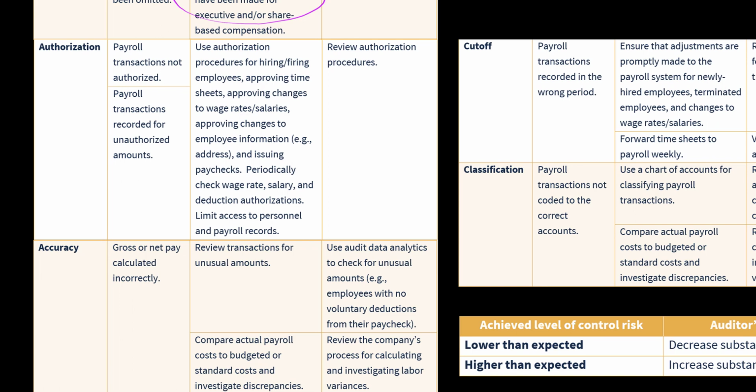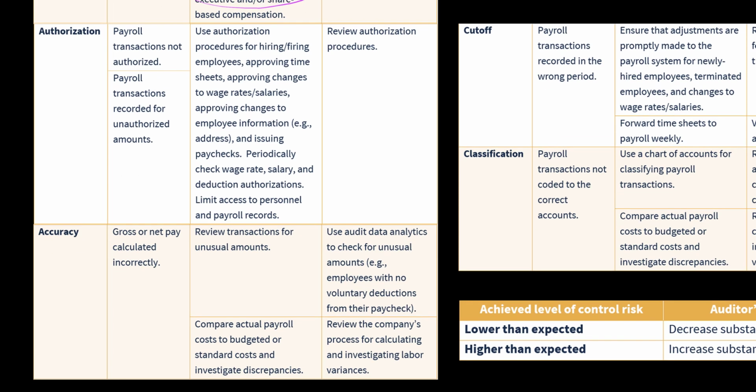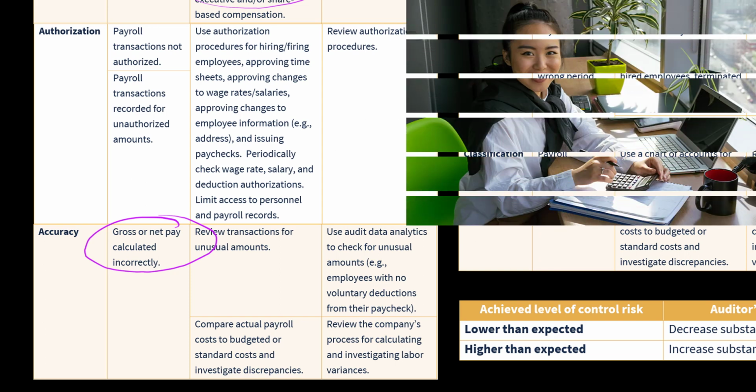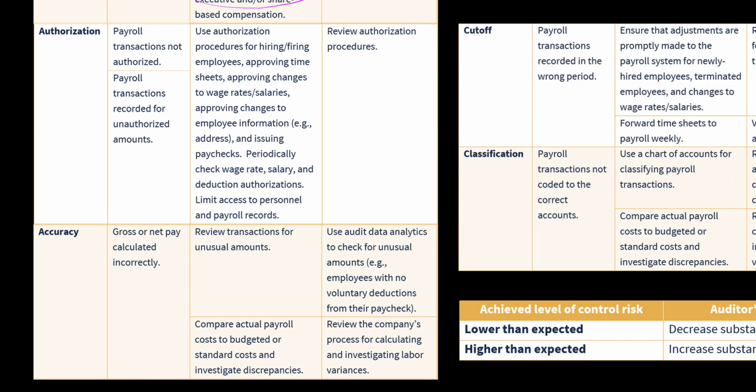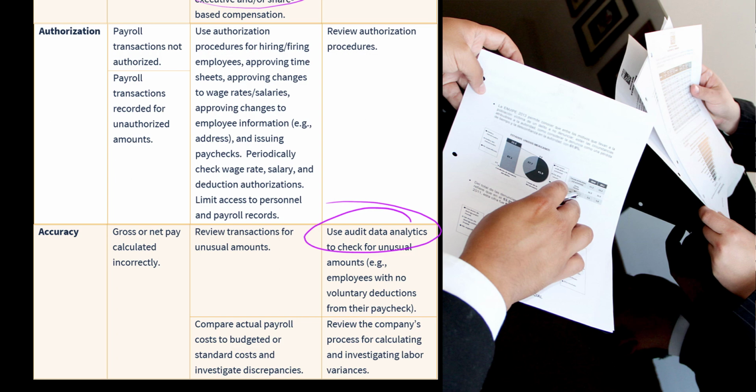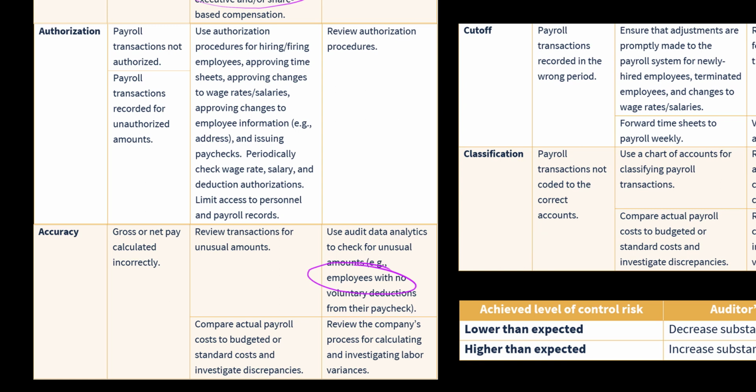Now, in terms of the accuracy assertion, we want to make sure gross and net pay have been calculated correctly. An internal control is that the client should be going through and looking for unusual amounts. What can the auditor do? The auditor can use audit data analytics software to check for unusual amounts. Just one example would be that if you had an employee that didn't have any voluntary deductions from their paycheck, that's kind of unusual. So the audit data analytics software could quickly flag that.